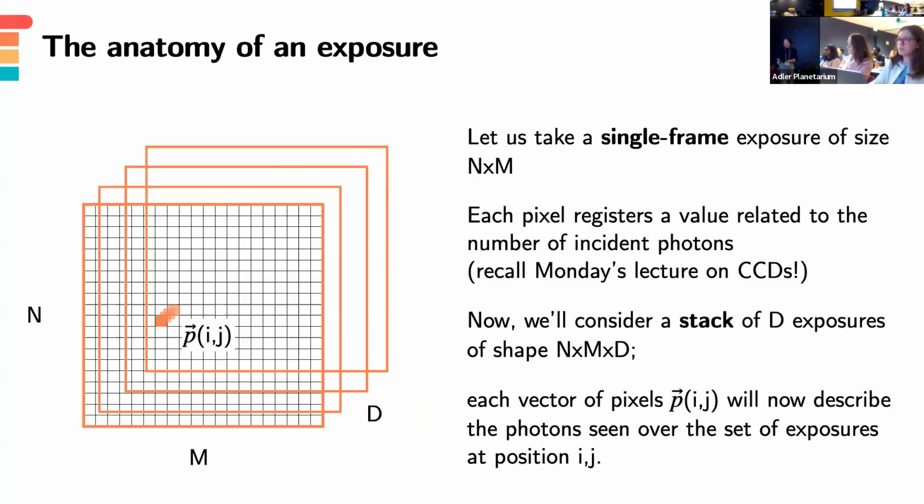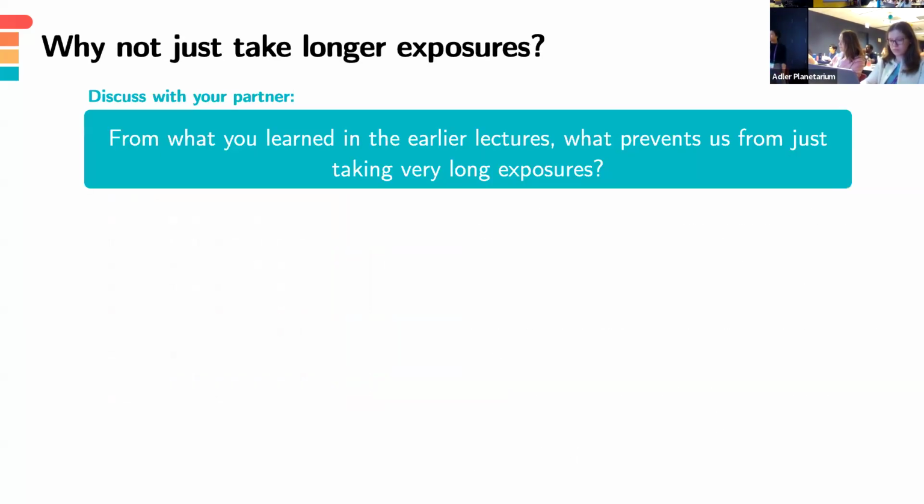Now, though, we're going to consider a stack of D exposures. So we're going from this n by m array to an n by m by d array, where d is the total number of exposures you have in the stack. And now, instead of a single pixel value, Pij, each pixel position is going to have a vector of values, a vector of length d that's going to describe the photons seen by that pixel over the set of exposures at position ij.